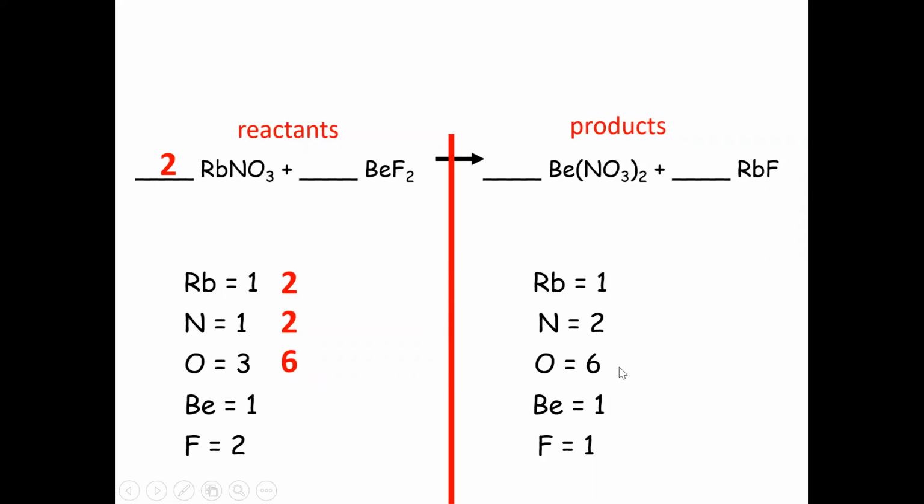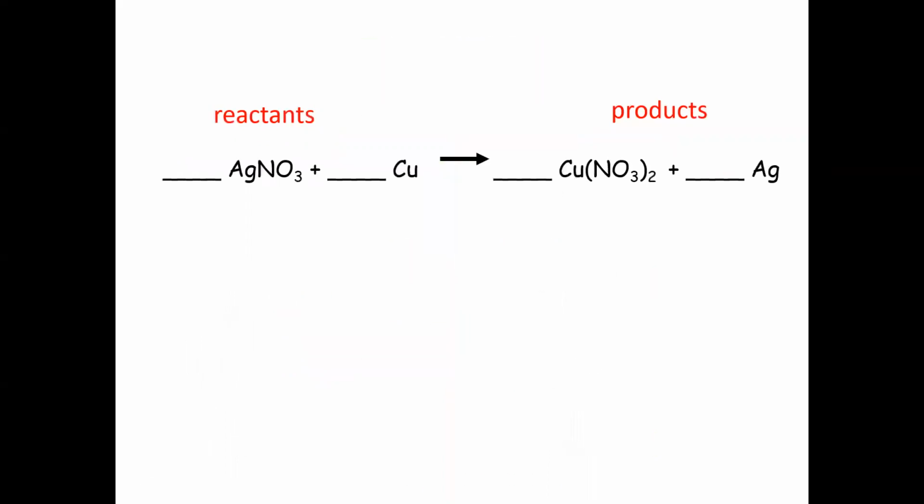So now to balance your product side. If you then put a 2 in front of rubidium fluoride, you now have 2 rubidiums, rubidium is balanced, but you also have 2 fluorines. So fluorine is also balanced. So now your equation is balanced.